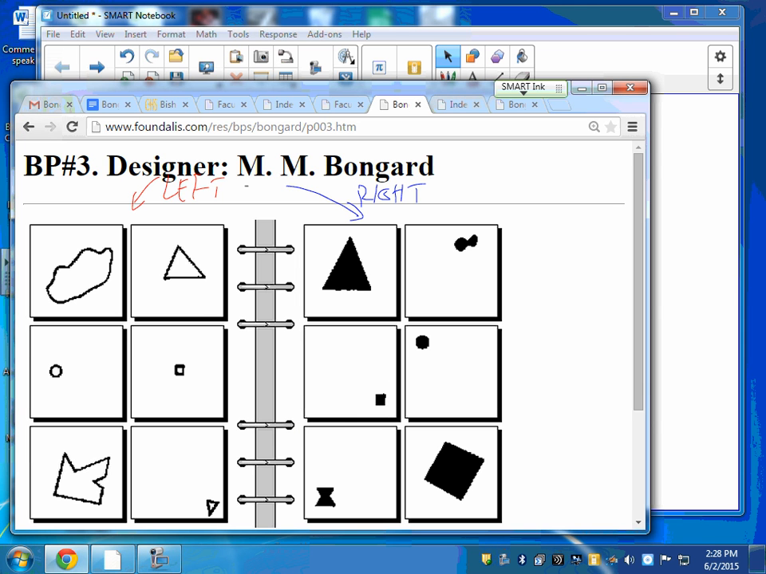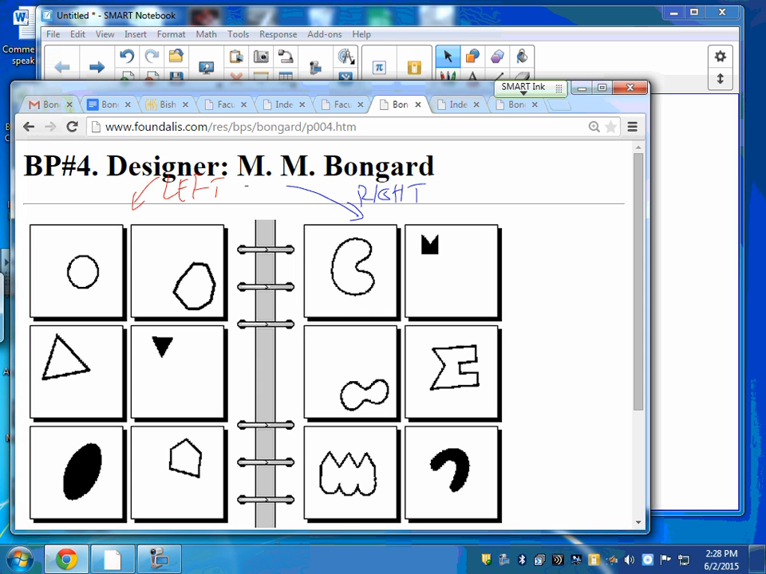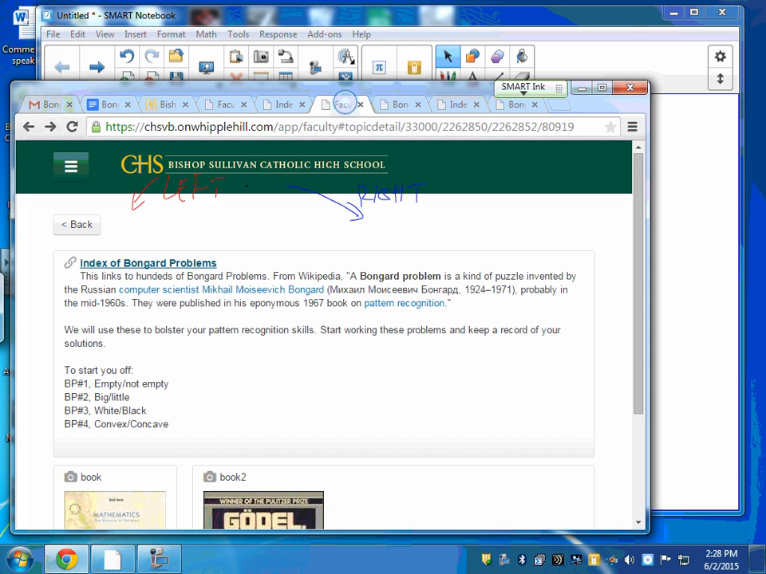Okay, let's look at number 4. Okay, so number 4, here's my solution. I said convex and concave, and now you're going, golly gee whiz. I understand empty and not empty. I understand big, little, white, and black. What do you mean by convex and concave? Here's the problem once again.